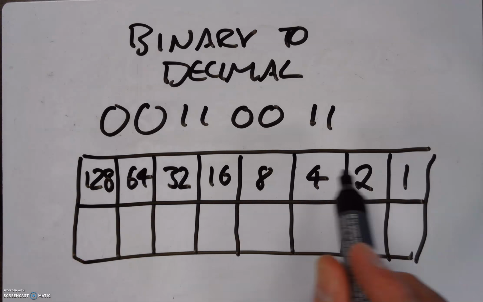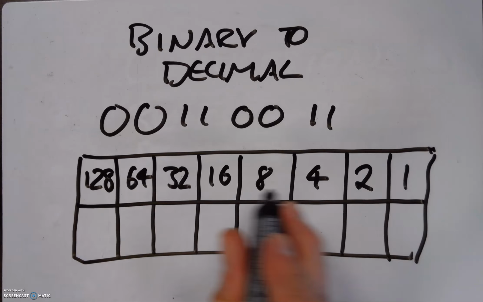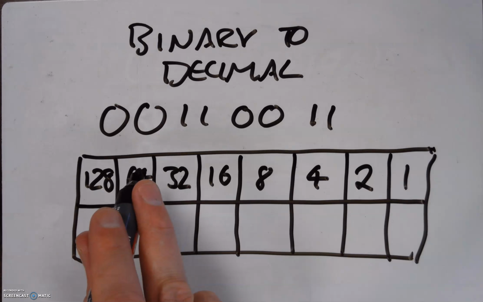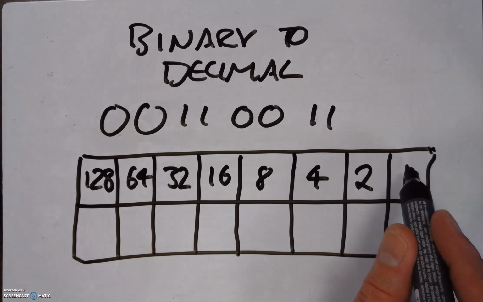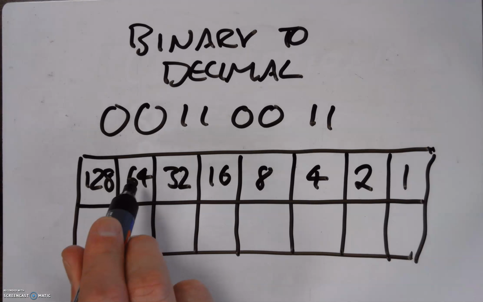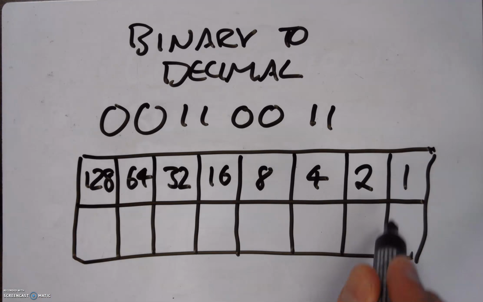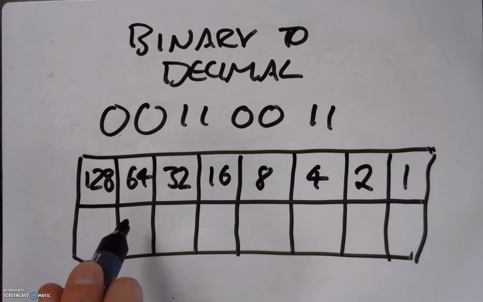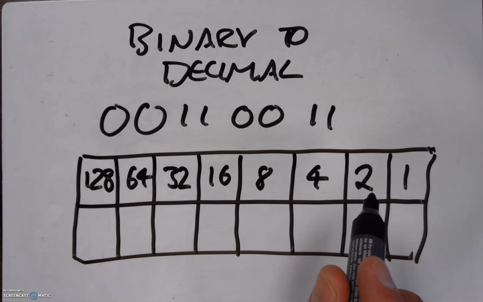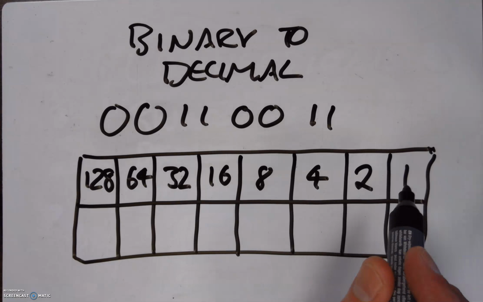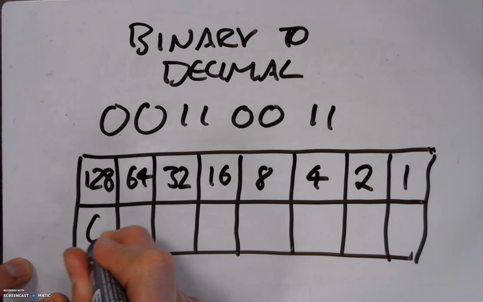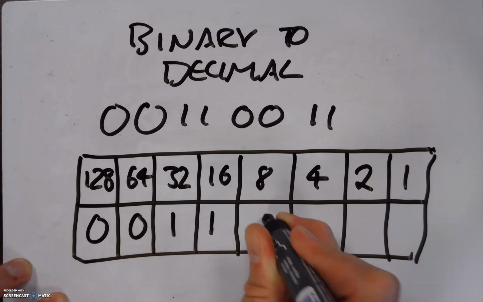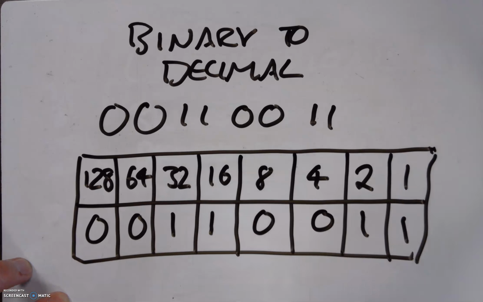The first thing I do is draw myself a table like this. I'd probably use a ruler, not draw it freehand like that, but it doesn't particularly matter. Then I put these place values in here: 1, 2, 4, 8, 16, 32, 64, 128. That represents 8 bits, and that's a byte. There's 8 bits in a byte. I'm going to do another video on data, so we'll cover that separately. But here is the byte. And so I put the ones and zeros into the placeholders, like that.